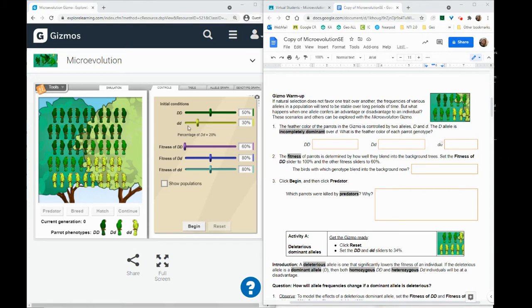So these parrots represent incomplete dominance. So the phenotype is what we see. So we need to identify what we see. So for the big D big D parrots, we see dark green feathers.